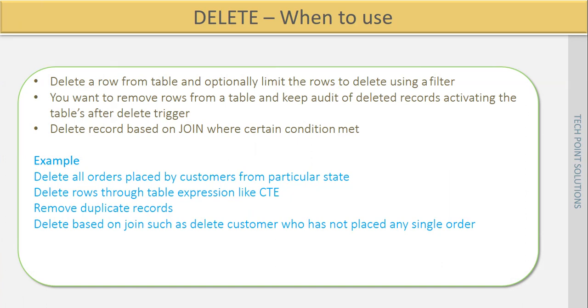Delete, when to use. If you want to delete rows from a table and you want to limit the rows to delete using a filter. If you want to remove rows from a table and keep the audit of deleted records, activating the triggers. Or if you want to delete a record based on a join where a certain condition is met. For example, if you want to delete all the records of the orders placed by customers from a particular state, or if you want to remove duplicate data, we can use the delete command.